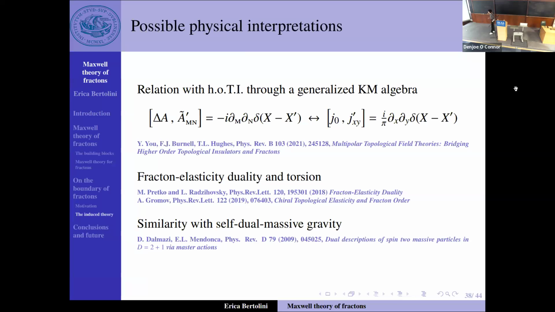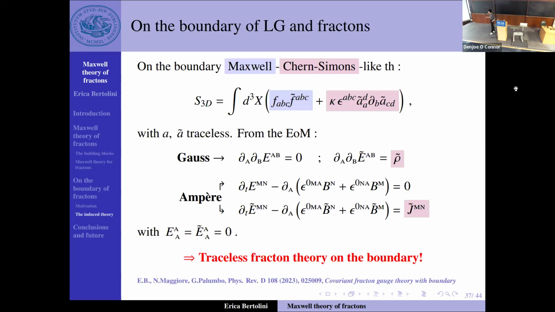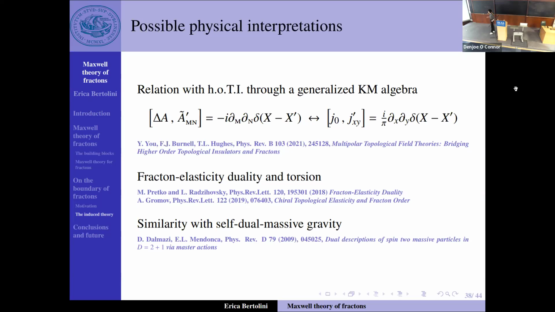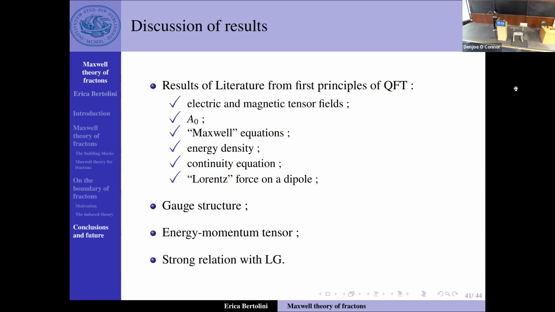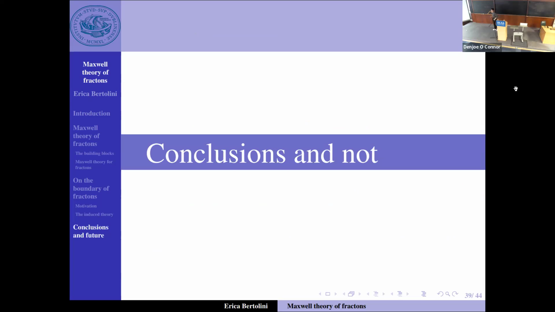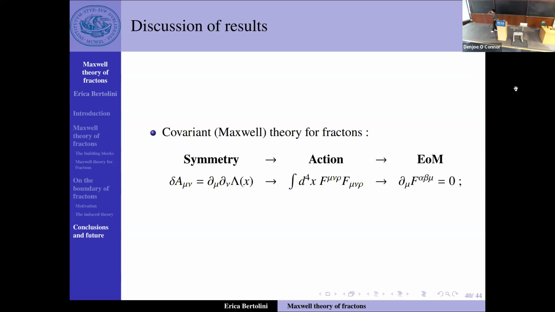Yeah, well, this pretty much ends it. I mean, there is also this self-dual massive gravity, which shows these same terms. So this is another relation for this theory. But yeah, okay, that was it. Just going to the conclusion, because there is so much to discuss yet.